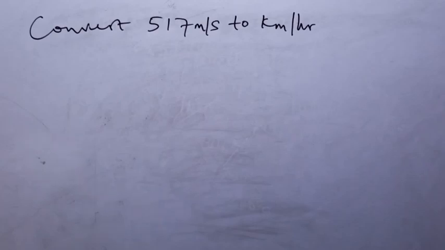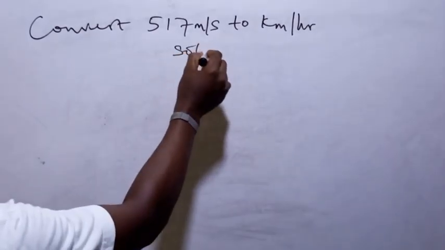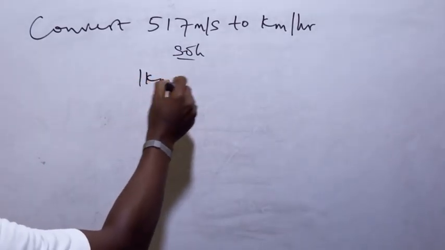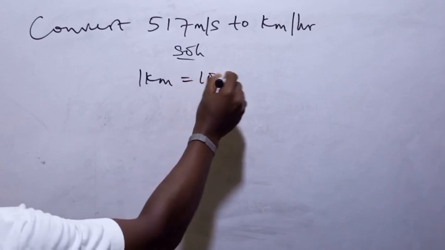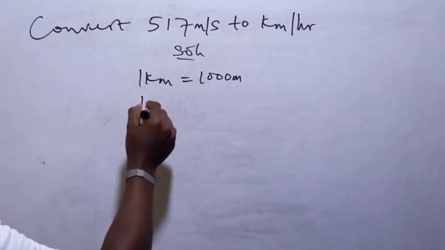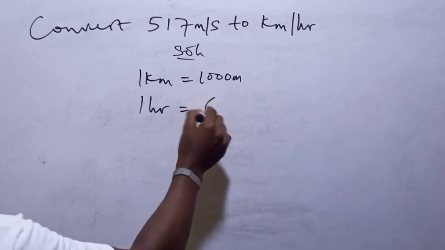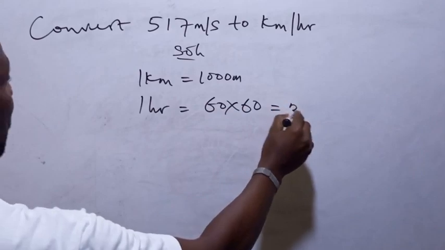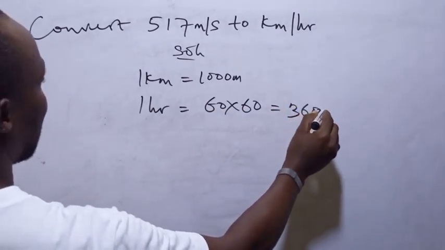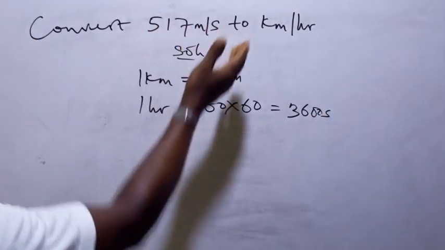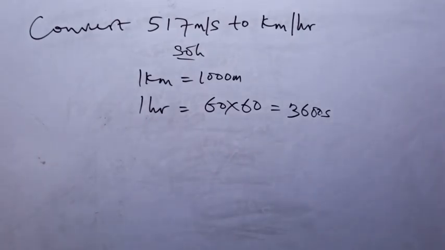Now, this is the given solution. We have that 1 kilometer is equal to 1000 meters. We used to sing it when we were in primary school. And also 1 hour is equal to 60 seconds by 60 minutes, which is equal to 3600 seconds. Now we are asked to convert this 517 meter per second to kilometer per hour.